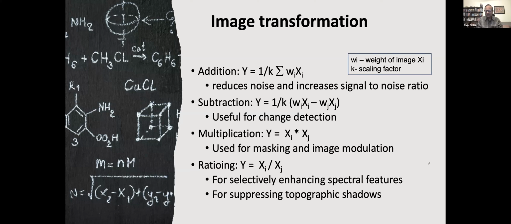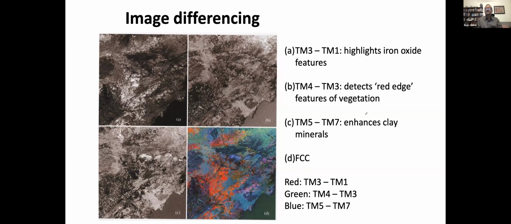So there are many useful indices which we can derive out of the ratioing as well. Again, some examples. These are image differencing methods. For example, we used the Landsat TM3 band and subtracted it from TM1, so TM3 minus TM1. From our experience and research, we know that this kind of differencing image can generate information on iron oxide features, for example. Then TM4 minus TM3 can detect the red edge features of vegetation. TM5 minus TM7 can enhance clay minerals, for example.